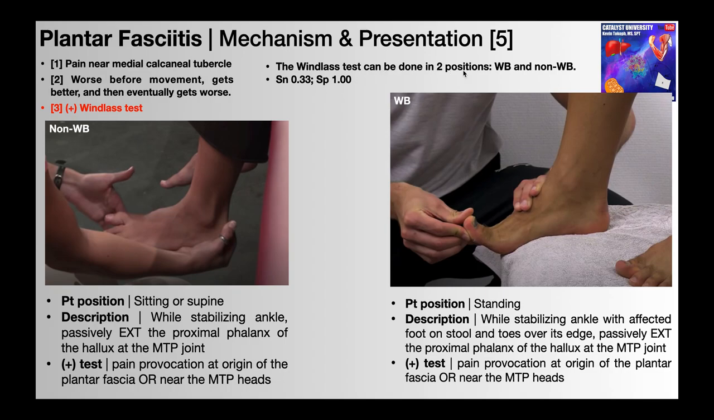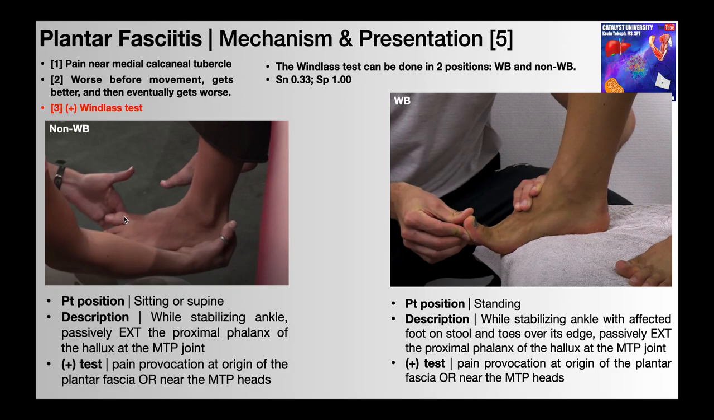And this test can be done in one of two positions. It can be done weight-bearing or non-weight-bearing. We're first going to look at the non-weight-bearing version. The patient's either going to be in sitting or supine, and as you can see, the PT is going to stabilize the ankle right here, making sure that doesn't move, and with the other hand, they're going to passively extend the proximal phalanx of the hallux at the MTP joint.